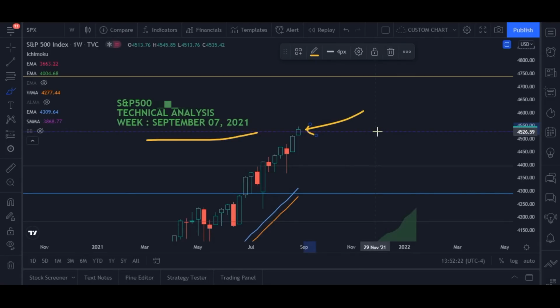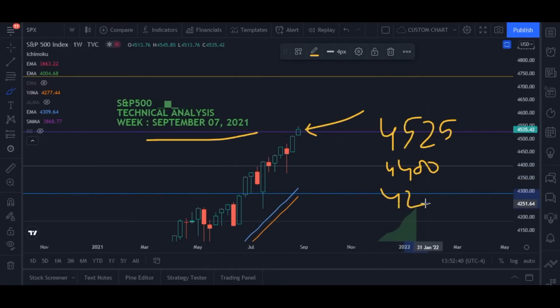So the new resistance here is 4525, and then we have a good support here which is at, you can say, 4400. Then another support here at 4290, and then finally one more support here, that is one of the critical supports, at 4185. So these are the support and resistances.